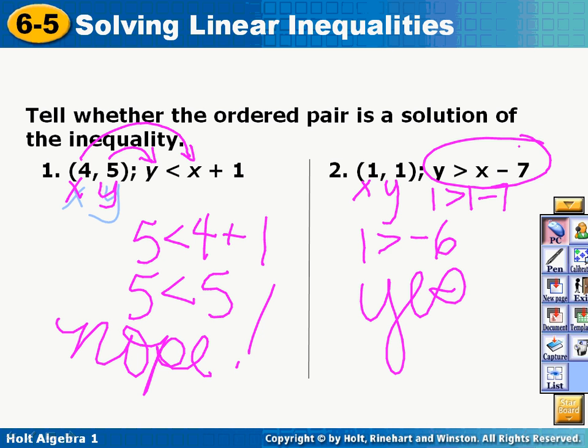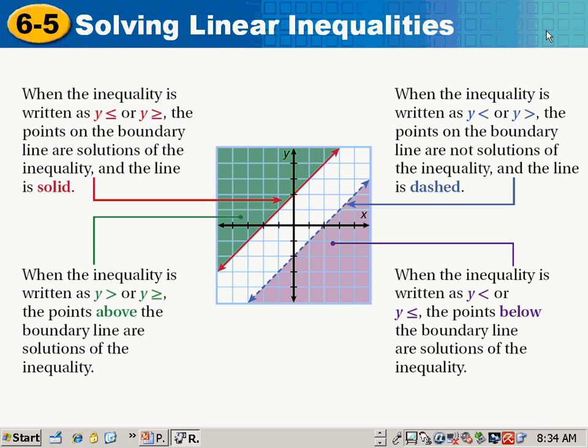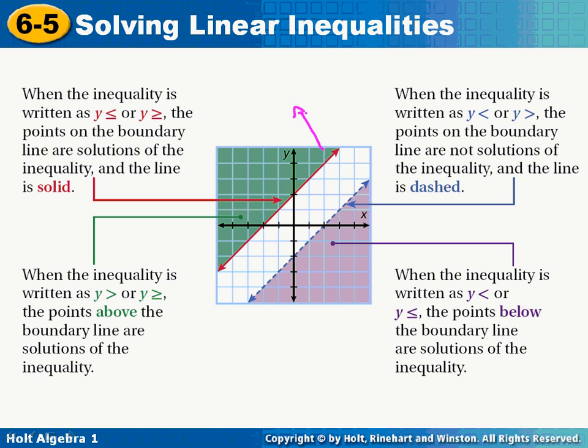So this is an inequality. When you're graphing inequalities, above the line is when you're shading greater than. Make sense? Below the line is when you're shading less than. Greater than or equal to, you're going to have a solid line. And you're going to have a dashed or dotted line if it doesn't have the equal to underneath it.